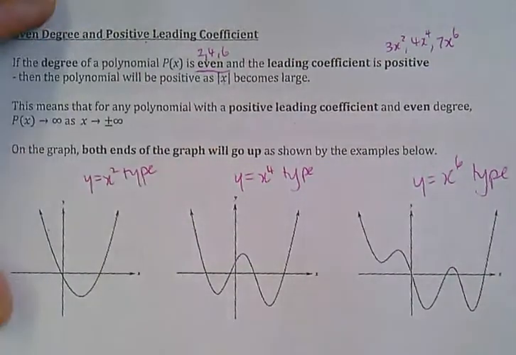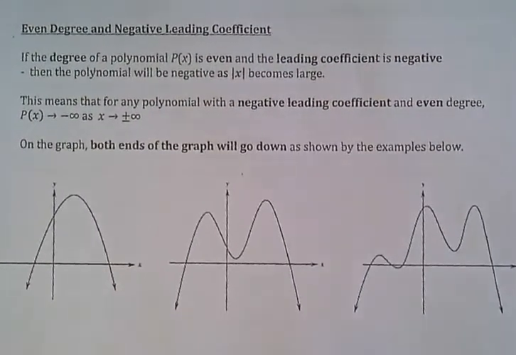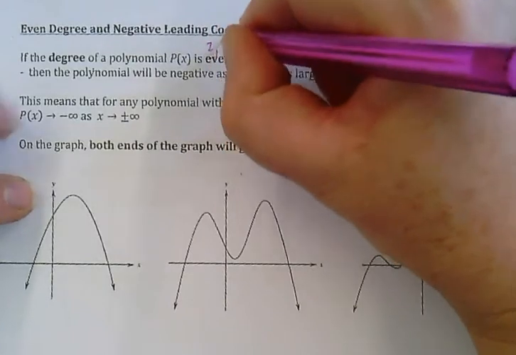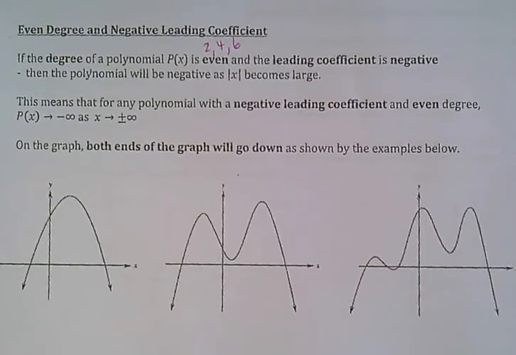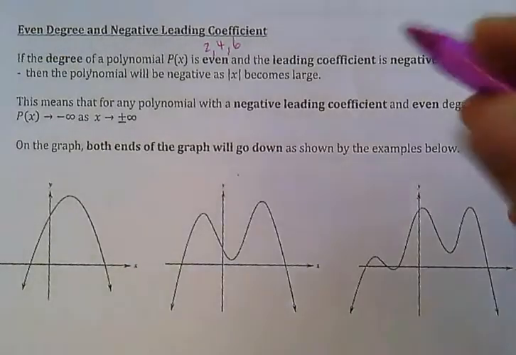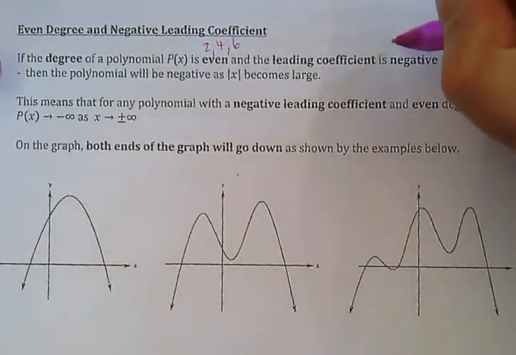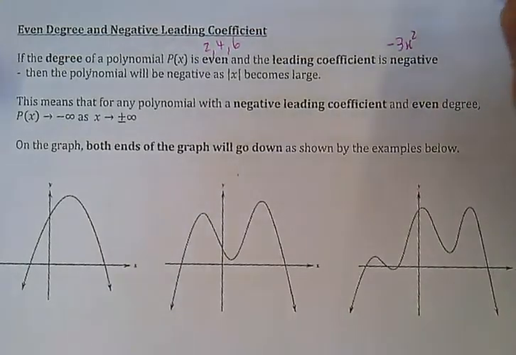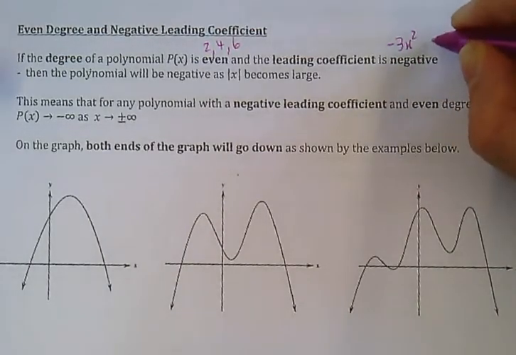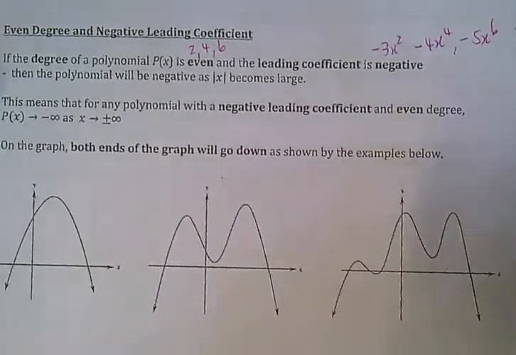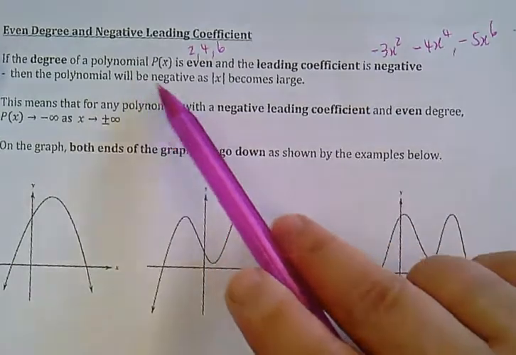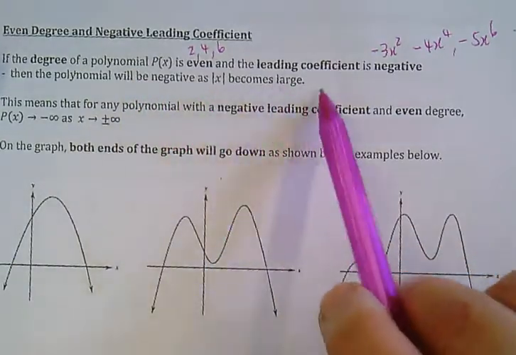Okay, now, even degree, but negative leading coefficient. So again, if the degree of your polynomial is even, as in you've got x squared type, x to the power of 4 or 6, but your leading coefficient is negative, so you might have negative 3x squared as your leading term, or negative 4x to the 4, or negative 5x to the 6, etc. Then the polynomial will be negative as the absolute value of x becomes large.